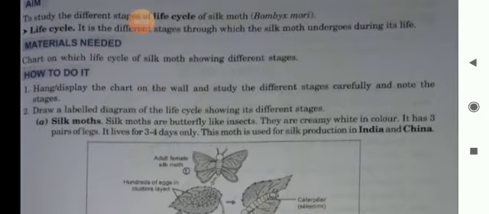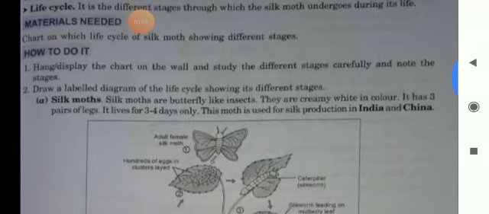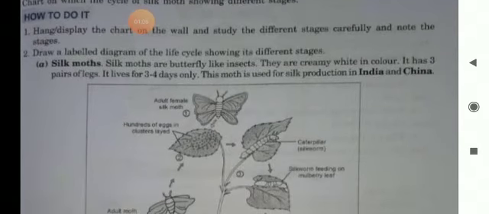What is the method? Hang or display the chart on the wall, study the different stages carefully and note the stages. As you don't have a chart, you can draw the picture and hang it on the wall and then study its different stages. And second is draw a labelled diagram.